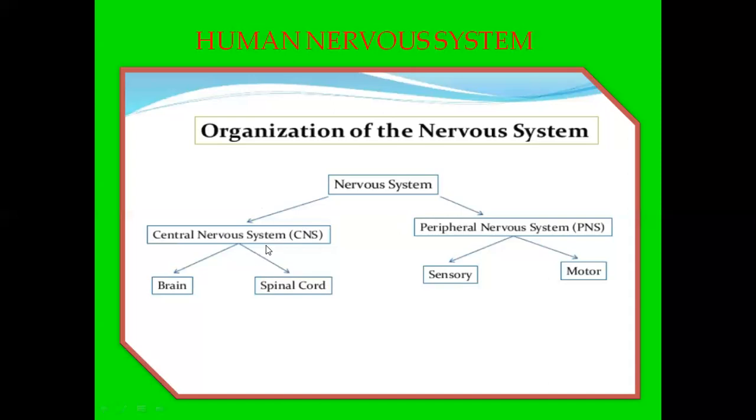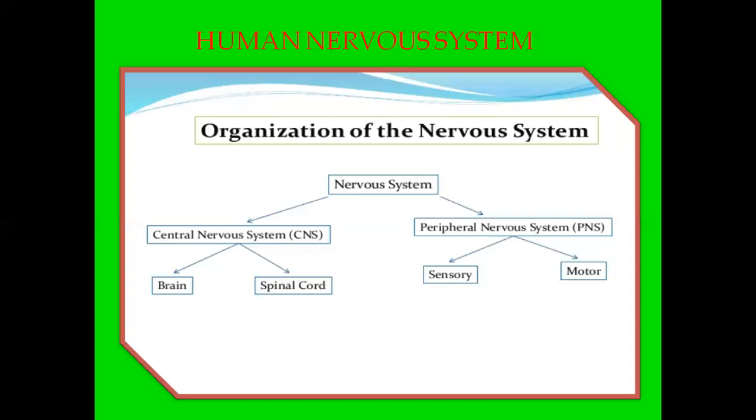First we talk about the central nervous system. The central nervous system includes the brain and spinal cord. Is it clear? Now, what about the peripheral nervous system? The peripheral nervous system consists of nerves, and there are different types of nerves.